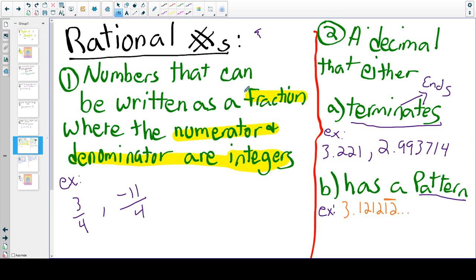If we do another example, I'm going to choose a different color just so we can be a little bit more exact. Let's do this. Okay. If we did negative 13.19731973 dot dot dot. Do you notice if there's a pattern? Absolutely. This 1973 keeps repeating. So, is it rational? Well, it's a decimal, and the decimal has a pattern. So it must be rational. Okay?